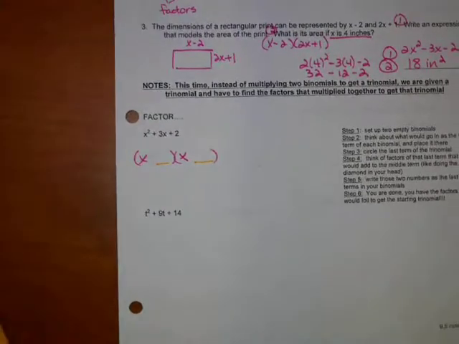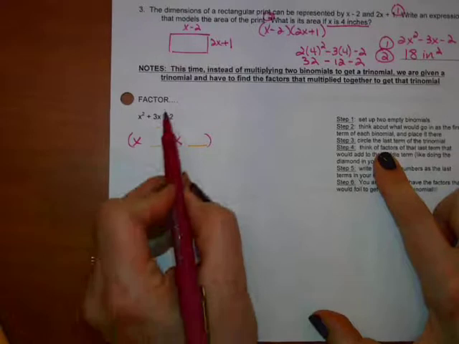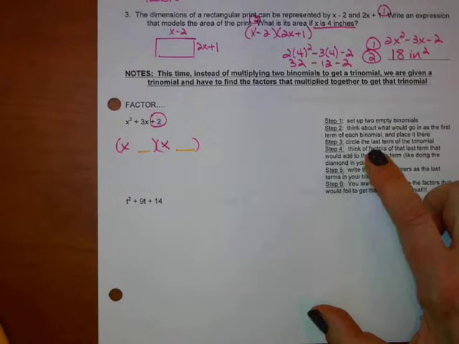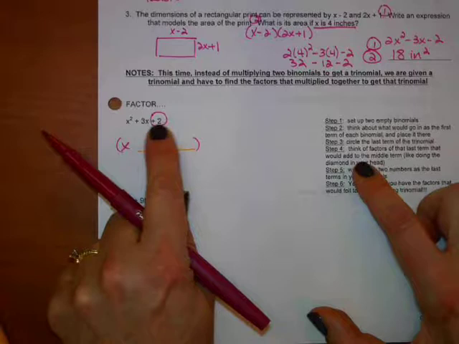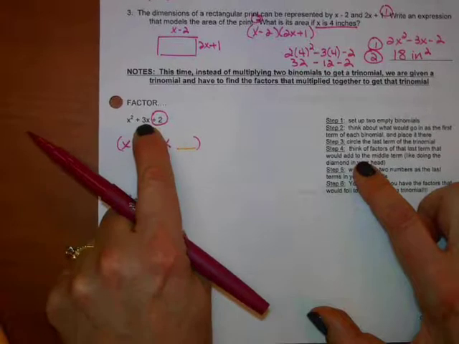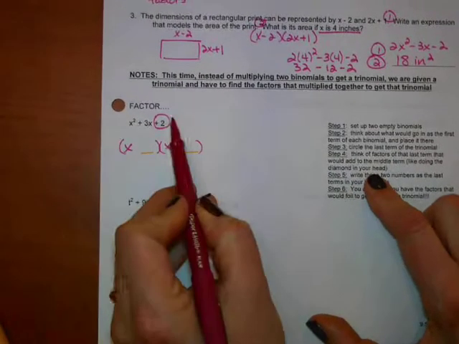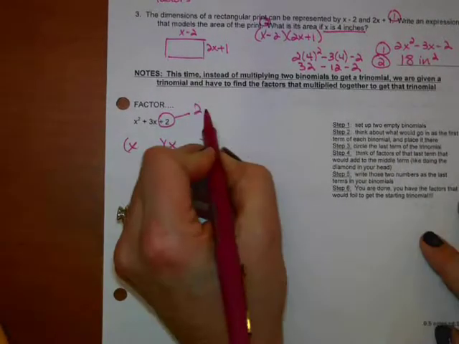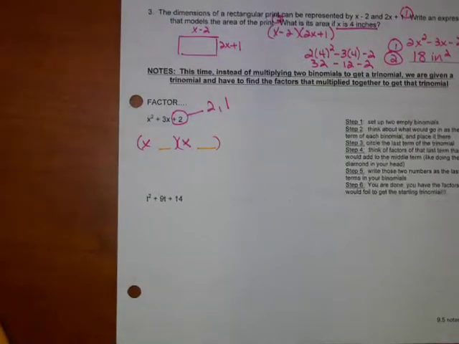You know the diamonds that you were doing? I'm going to do those in our head. So, it says, circle the last term of the trinomial. Circle the 2. Think of factors of that last term that would add to the middle number. Okay, so in your head, what are factors of 2? 2 and 1, correct? Factors of 2 are 2 and 1.